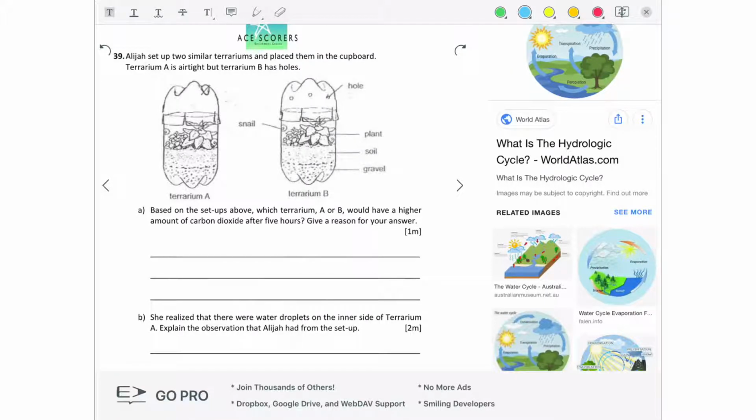It's a terrarium. Have you seen a terrarium before? Nope. So there's one over here. So based on the setup, which terrarium, but do you know what a terrarium is?